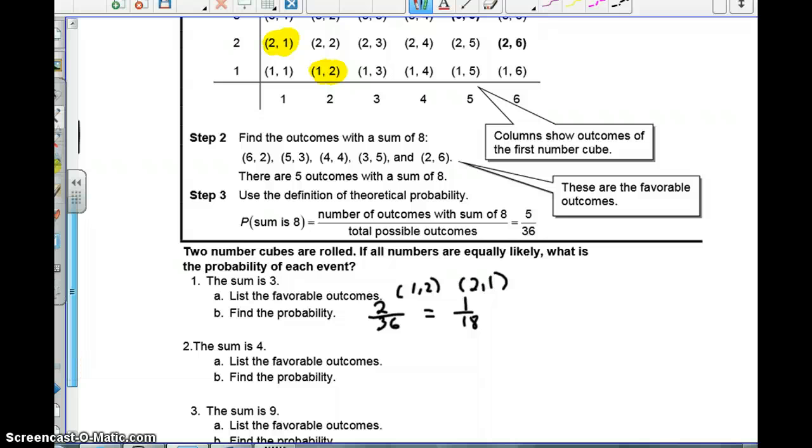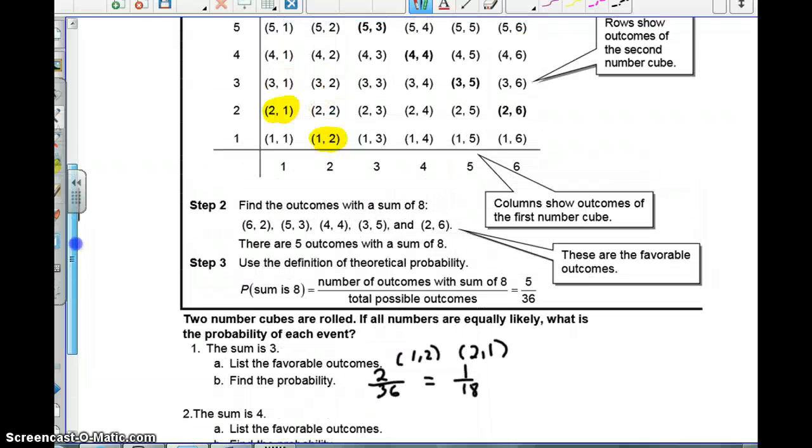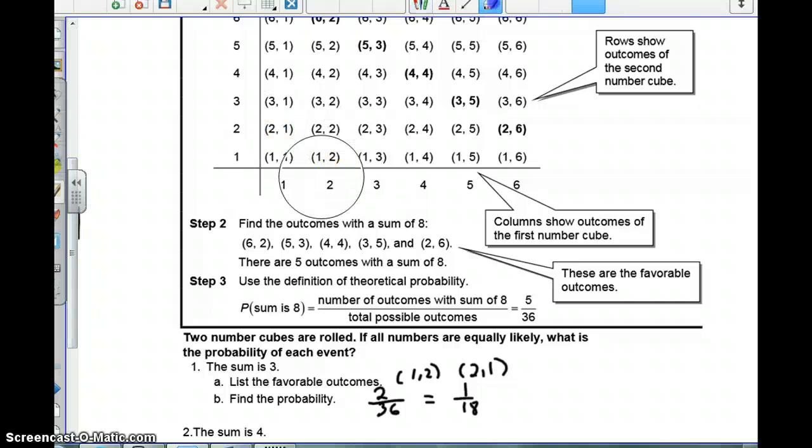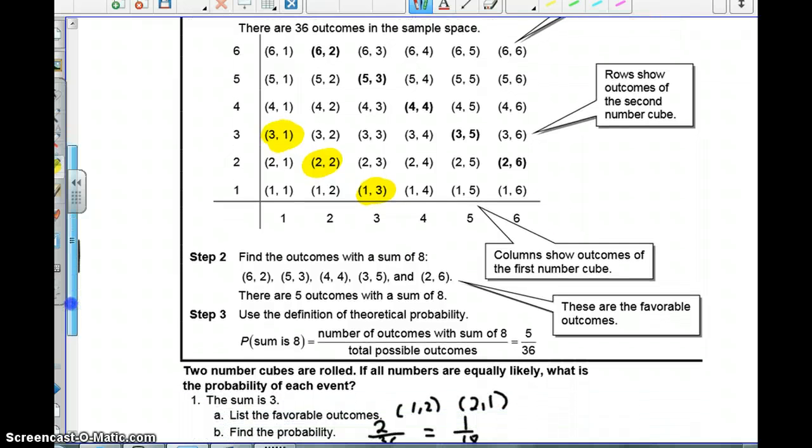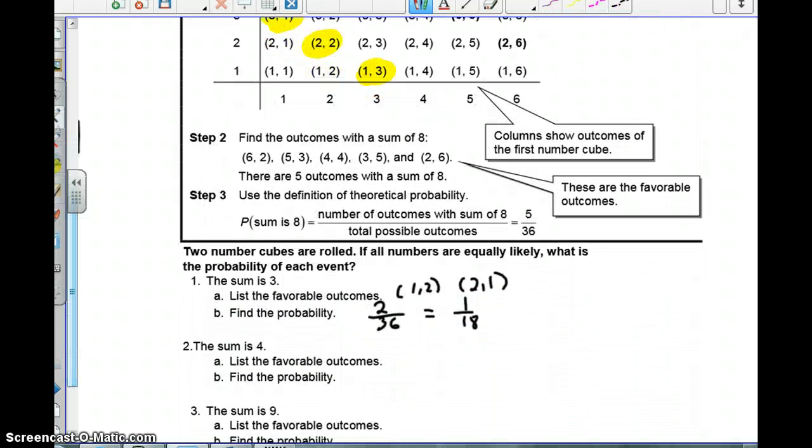Okay, the sum is 4. List the favorable outcomes. So again, we want to go up here and we want to find any way that I can add to be 4. And that occurs when I have 2 and 2, 1 and 3, or 3 and 1. So the probability is 3 out of 36, or 1/12.